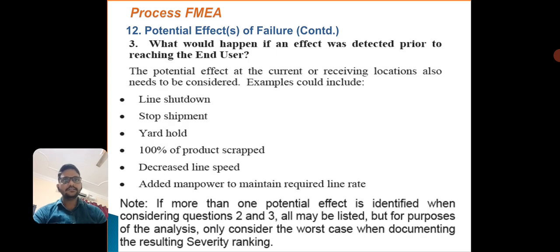Next is: what would happen if the effect was detected prior to reaching the end user? If the defect is detected before reaching the end user, then the potential effect at the current or receiving location also needs to be considered, like line shutdown, stop shipment, yard hold, 100% product to be scrapped, decreased line speed, or added manpower to maintain the required line rate. We need to think like that.